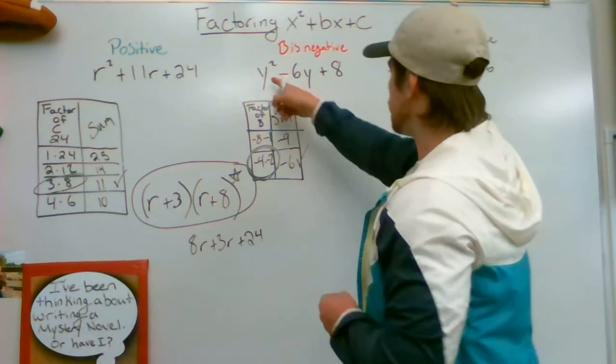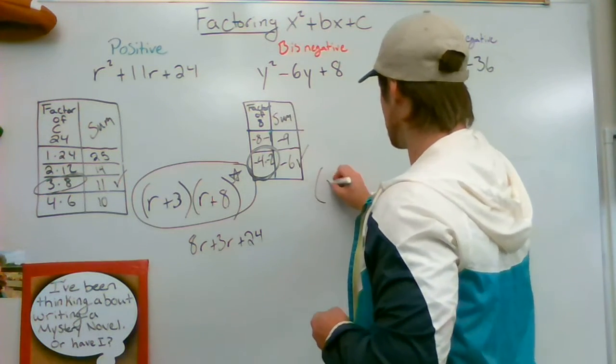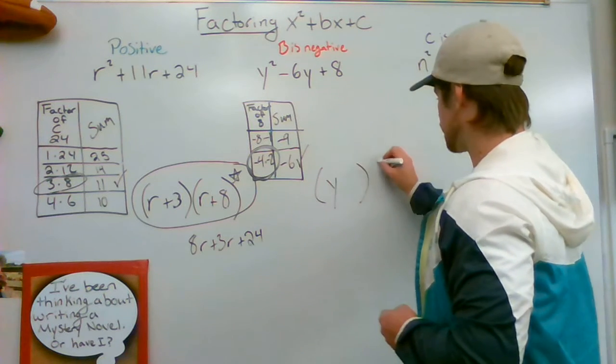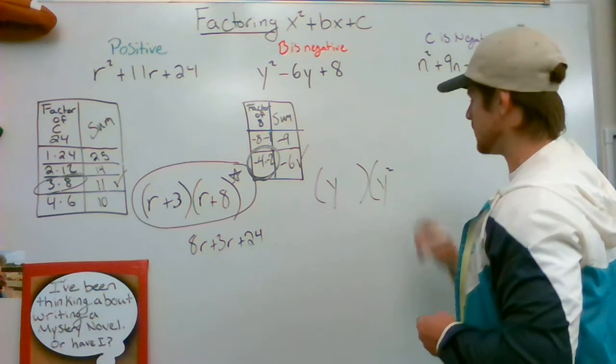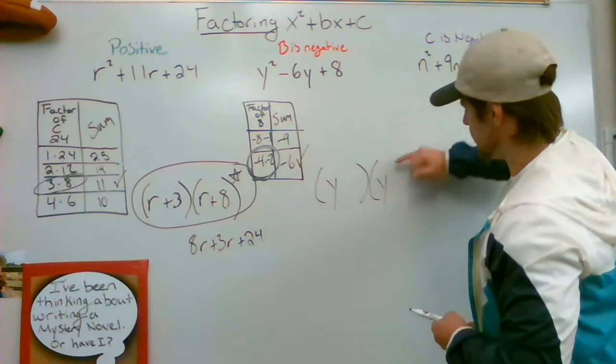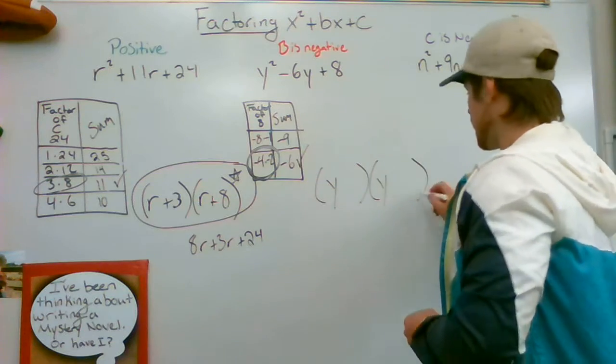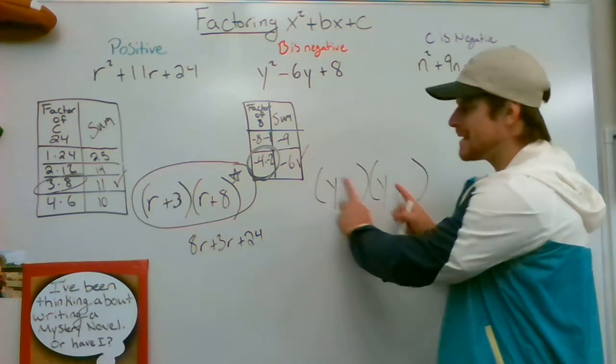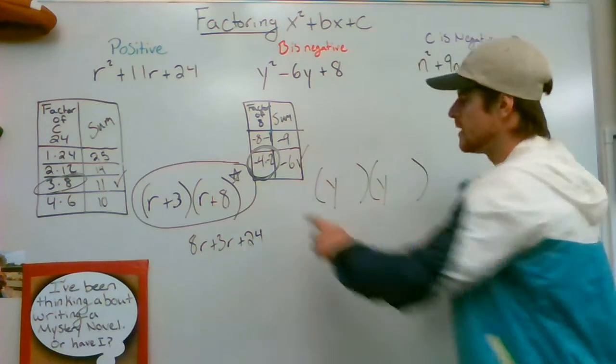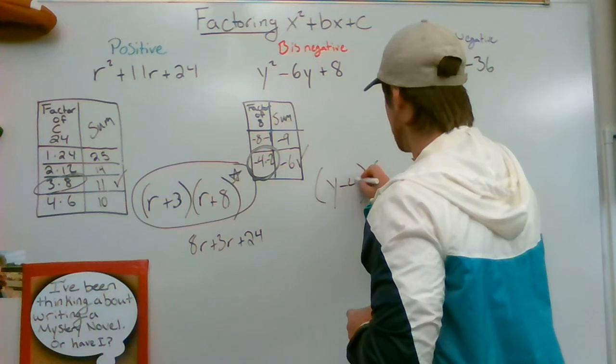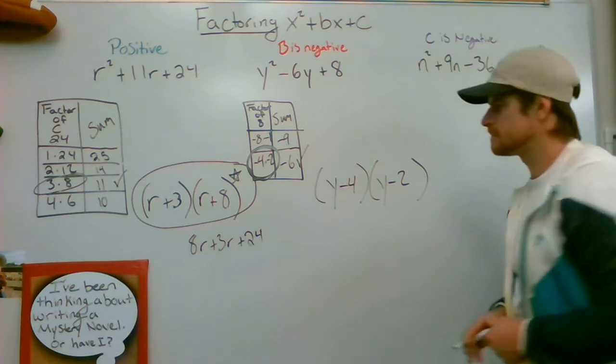We are going to use those two numbers to write out our binomial. Okay, if I want a y squared, that means the first term has to be y. First term of the second binomial has to be a y. And then these two parts are going to come from my table. It gives me the result: negative 4 and negative 2.